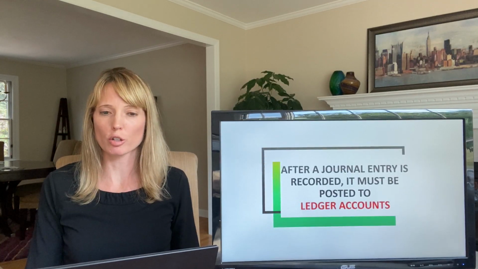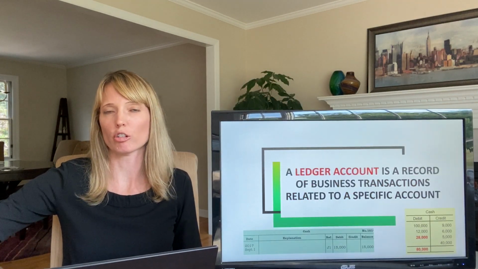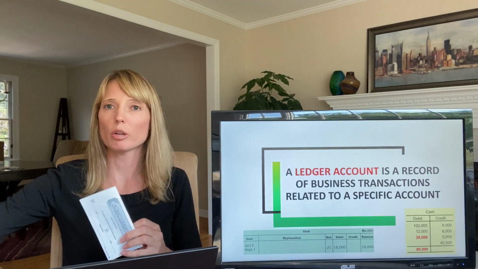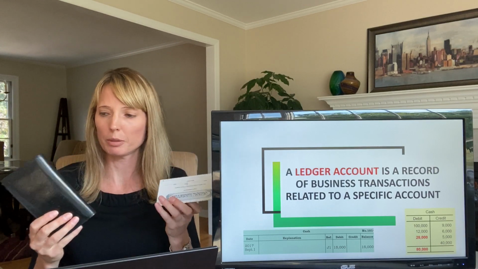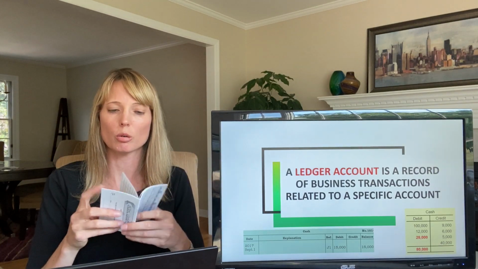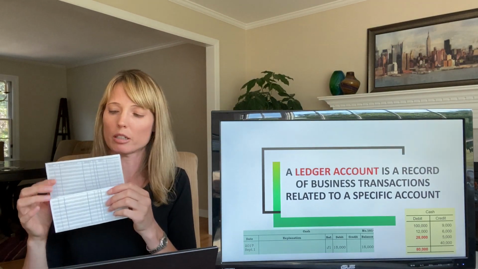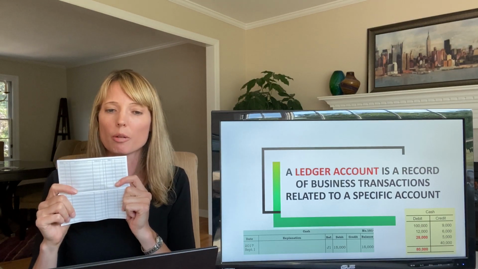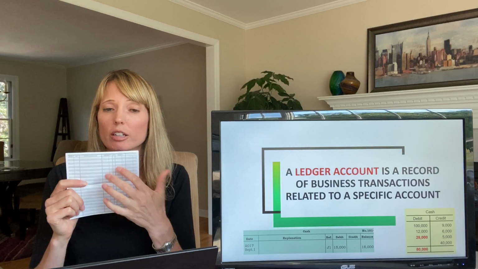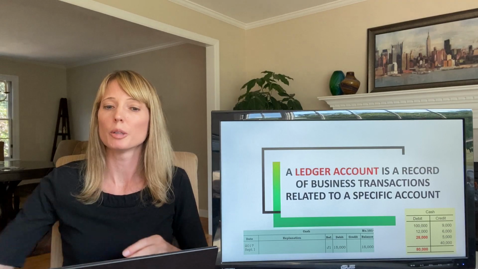After a journal entry is recorded, it must then be posted to ledger accounts. A ledger account is a record of business transactions related to a specific account. If you maintain a checkbook, as I'm sure many 20-year-olds do, this is essentially a ledger account. It's only blank because I'm showing you a blank page rather than my actual entry page. It tracks all of the activity related to one of my accounts, cash.